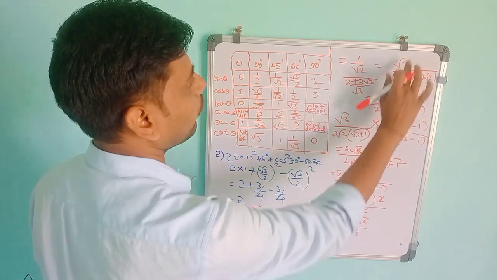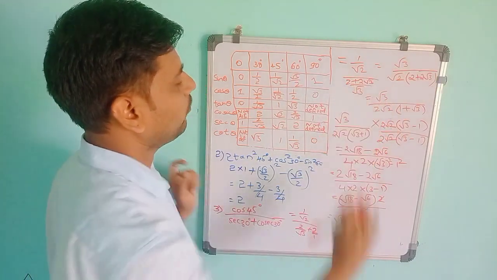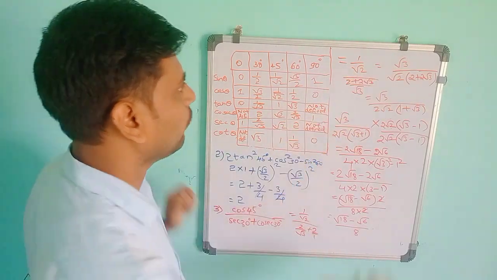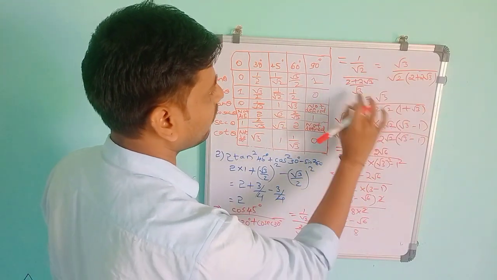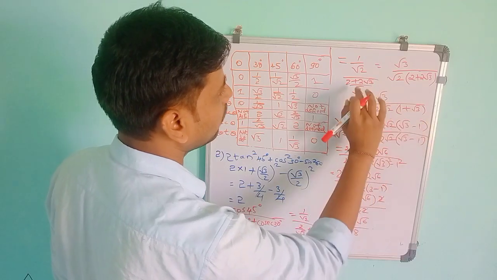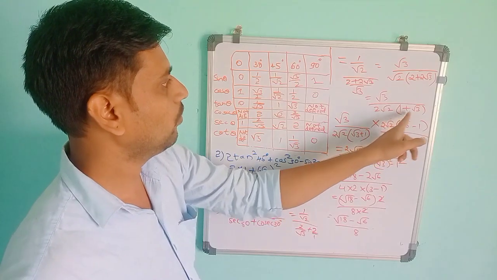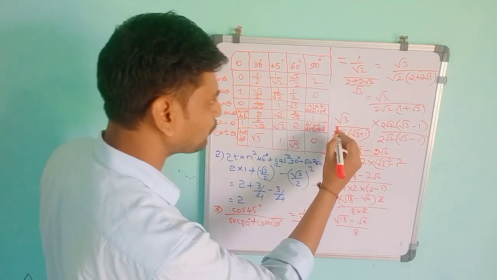This root 3 will go this side because the divided sign means the lower side goes upper side and upper side will be downside. So root 3 this side, root 2 downside, then it is the downside only. So 2 plus 2 root 3. 2 you can take common. So root 3 by 2 root 2 into 1 plus root 3, like that.